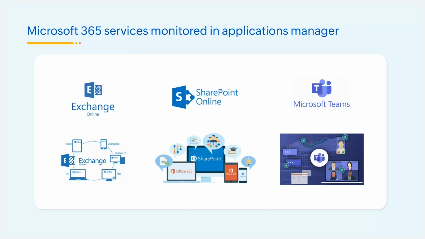Then we'll move on to Microsoft SharePoint Online. This helps us to monitor the site collections, storage usage, and access patterns. This information will be helpful for seamless collaboration. And finally, we have Microsoft Teams. It provides insights into call quality, meeting performance, and user activity. With these monitoring capabilities, businesses can proactively detect issues and optimize the Microsoft 365 environment.